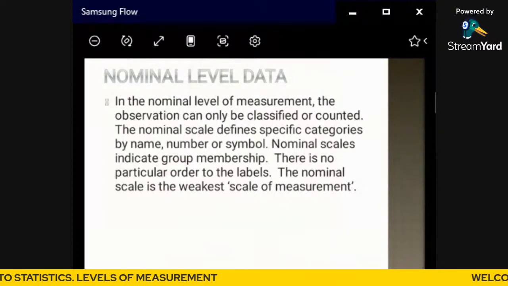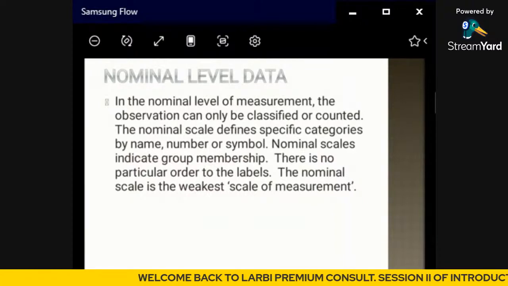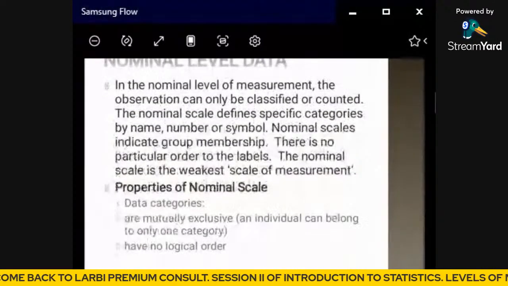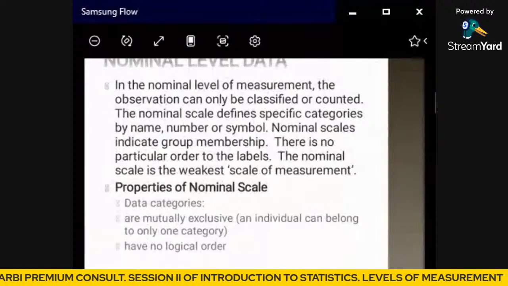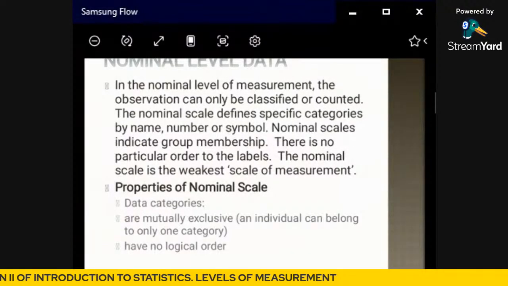Compare data elements from one level as against another. So that is the nominal level for data. We are saying that this is the weakest scale of measuring data. So in the nominal level, these are some of the properties of the nominal scale. Data categories are mutually exclusive, meaning that an individual can belong to only one category.